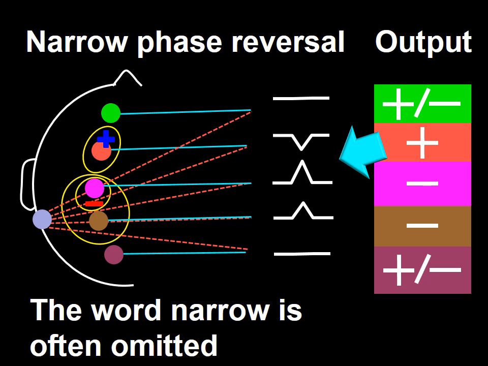This new frame depicts a narrow phase reversal. Usually, this type of reversal is just referred to as a phase reversal. A narrow phase reversal occurs when the field created by a horizontal dipole does not involve the reference.